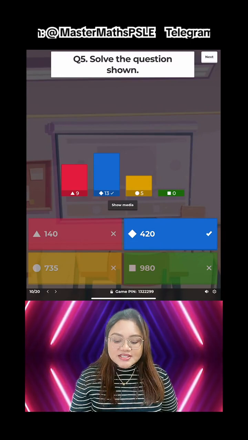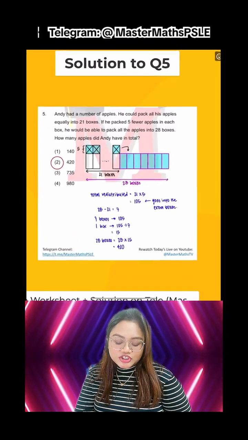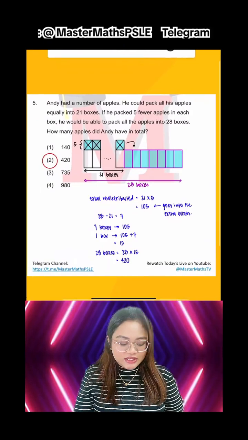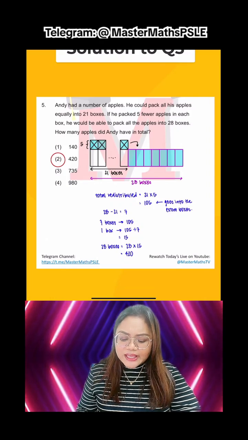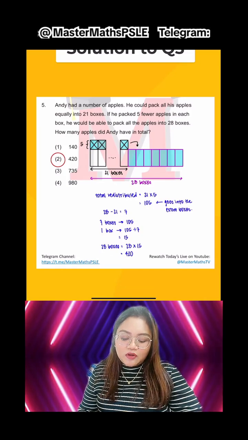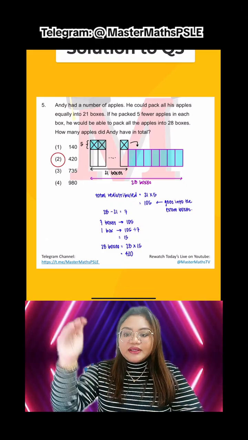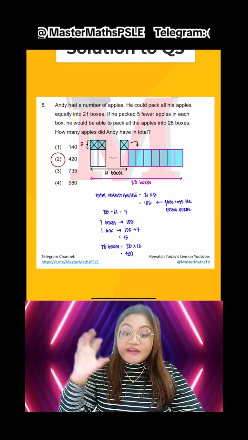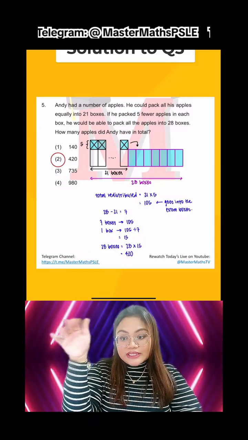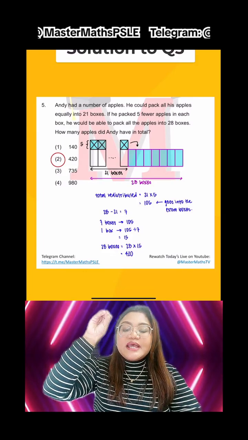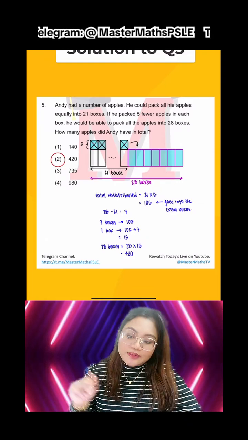Now guys, this question is actually a redistribution question. So let me zoom it in for you. Andy had a number of apples, we don't know how many. And we are told that he can actually pack all of them equally into 21 boxes. But then, if I take away 5 from each of these 21 boxes, 5 fewer, so from each of these 21 boxes I take away 5, which is the top one that I cross out, all these can be redistributed into the extra 7 boxes to make 28 boxes in total.